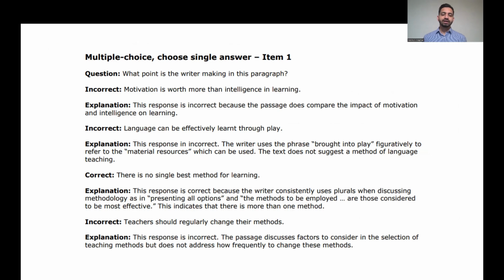I'll show you. This is from Pearson and PTE, giving some explanation of why the options are incorrect or correct. The first one, motivation is worth more than intelligence in learning. The explanation here is that this response is incorrect because the passage does not compare the impact of motivation and intelligence on learning. Yes, it doesn't really say which one is more. It's not comparing, and even if it did, it is saying that they are both needed for learning something. Then the third one, language can be effectively learned through play. This response is incorrect because the writer uses the phrase brought into play figuratively to refer to material resources which can be used.